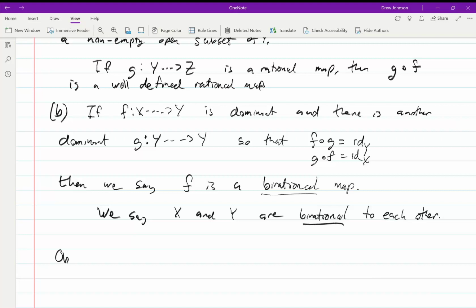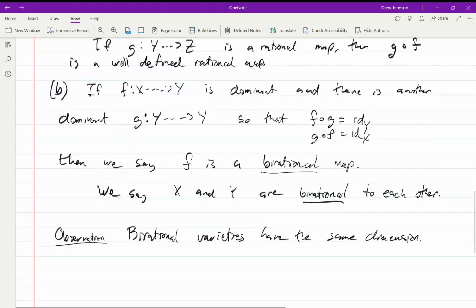And here's a good observation. If two varieties are birational, they have the same dimension. I think we had some exercise a while ago that if you looked at an open subset of an irreducible variety, then it has the same dimension as the variety. So this observation follows from that.